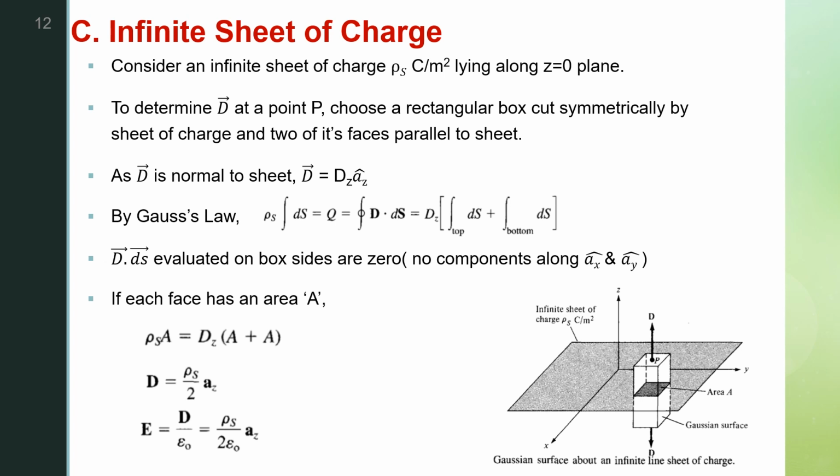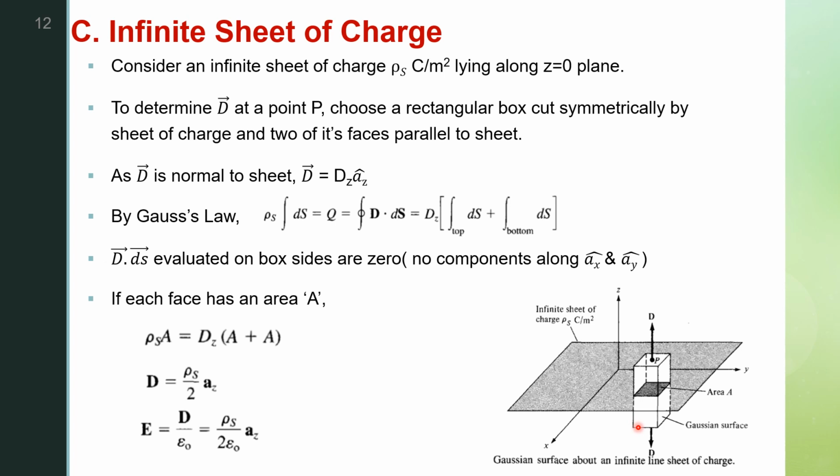Gauss's law applied to an infinite sheet of charge. Consider an infinite sheet of charge rho_s Coulomb per meter squared lying along the z equal to 0 plane. So here is our infinite sheet of charge. To determine the electric flux density at a point P, we choose a rectangular box.